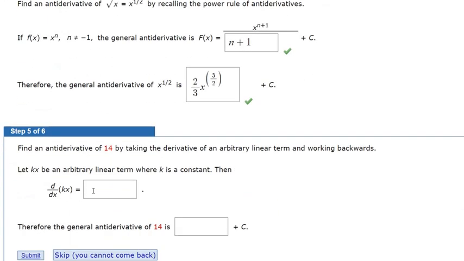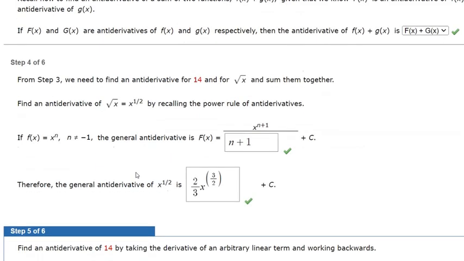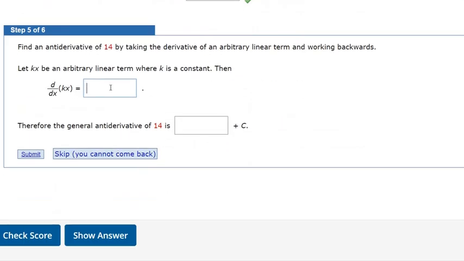When you take a derivative, the constant can factor out. So they're just trying to emphasize that the derivative of a constant times x to the first power is just k. The antiderivative of 14 is 14x.